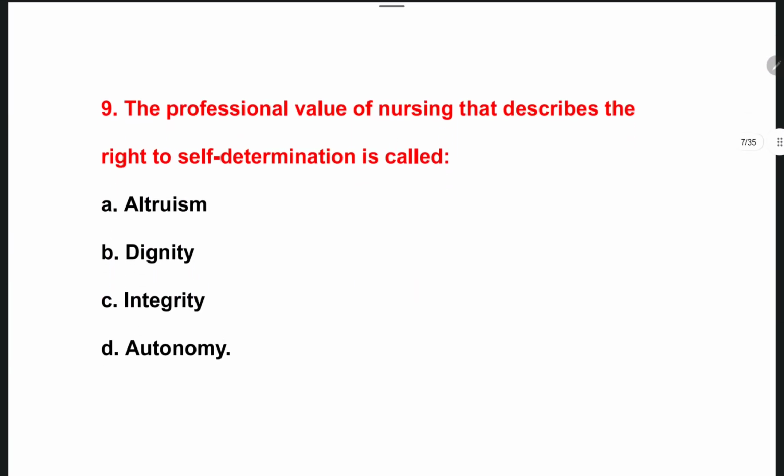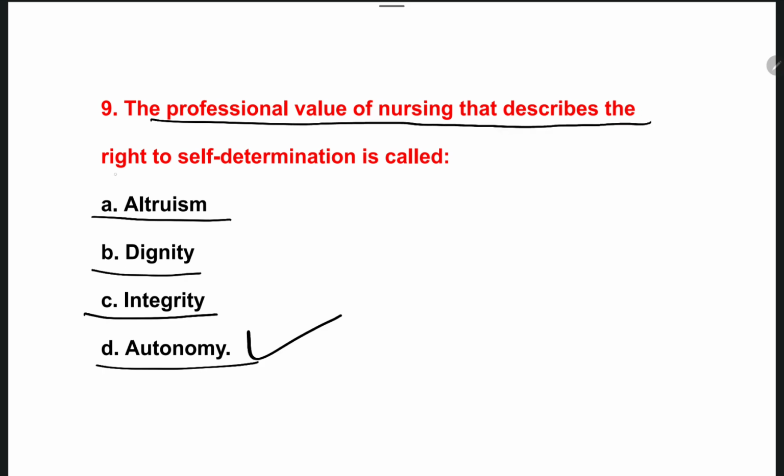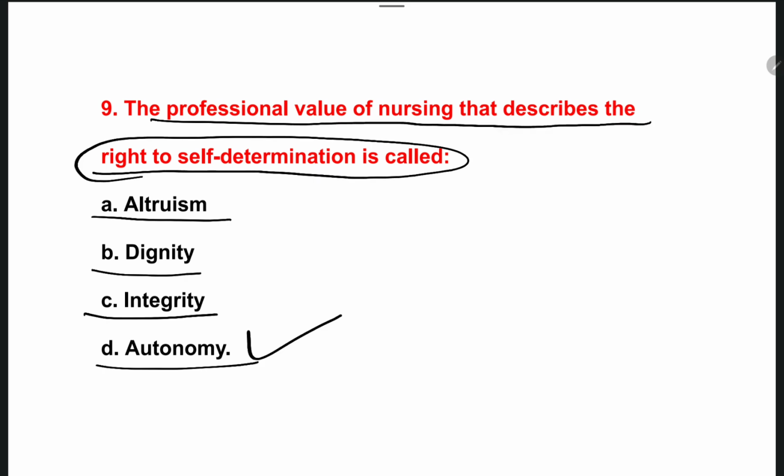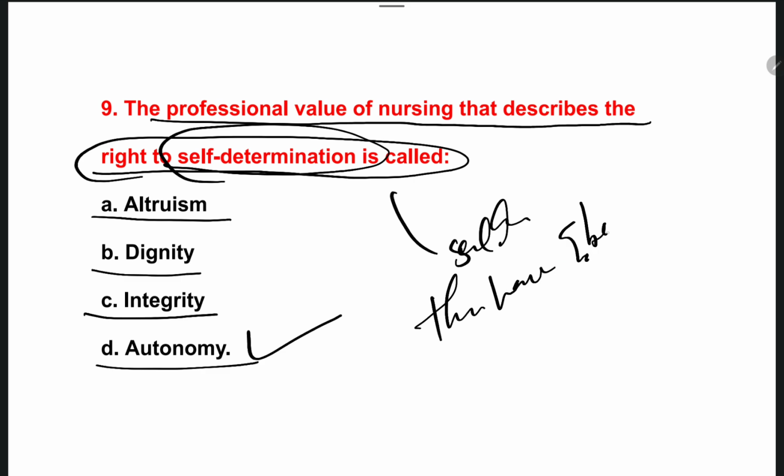The next one is: the professional value of nursing that describes the right to self determination is called? Options are altruism, dignity, integrity, autonomy. So the right one is autonomy. Autonomy is a professional value that describes the right to self-determination. Self-determination is nothing but self-decision. The nurse has the ability to take self-decisions, in critical situations, not every time.